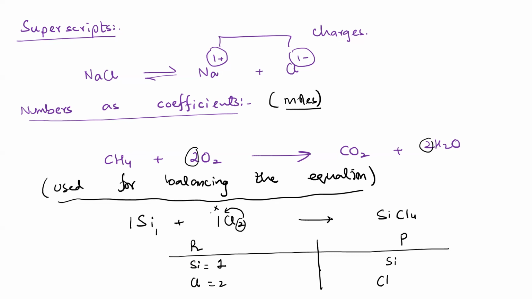Okay. In silicon, you see there is no number written here, right? So it is 1. And here there is no number written, so this is basically 1. But in fluorine, you see 2 here and 1 here. So this becomes 2. Do you get it?